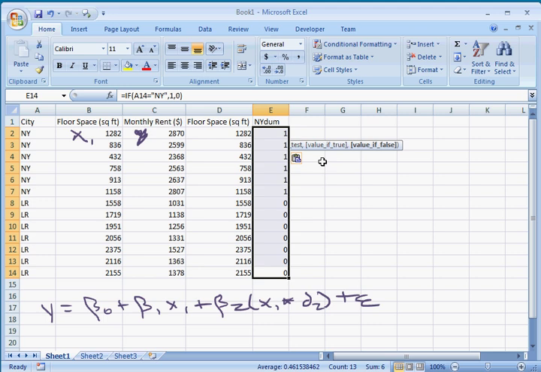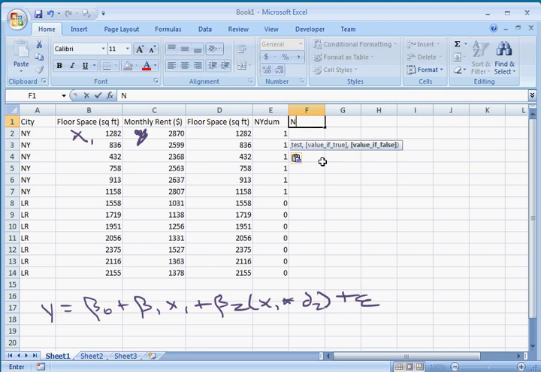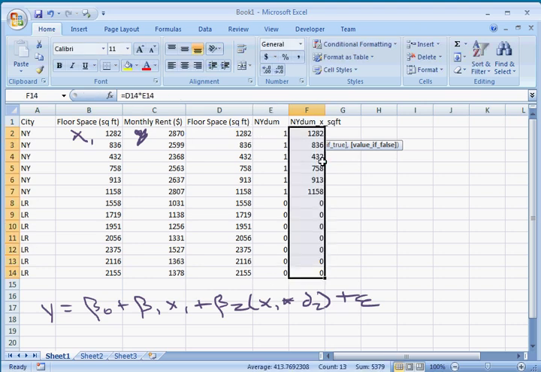Now what we want to do is create our interaction term. So I'll call this ny_dum x square feet. That's our interaction term. And this is just going to be floor space times our dummy. And there we go. That's what we have.